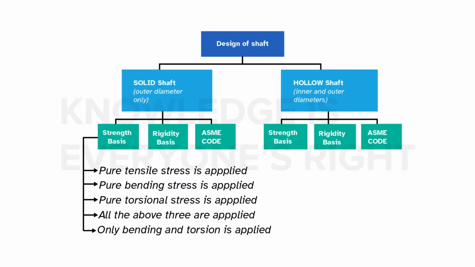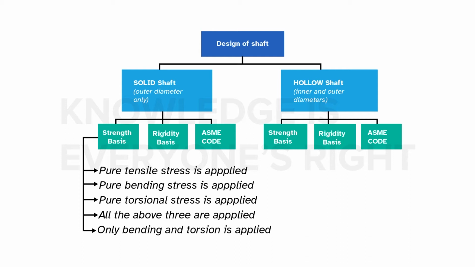Design of shafts is split into various categories, as you can see. The main branching is between solid and hollow shafts. And under them, we have strength basis, rigidity basis and ASME code. We will look at each of them.